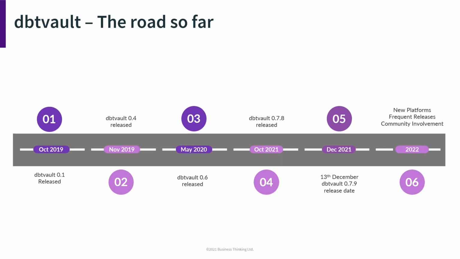So the road so far. I've touched on a few of these, but let's go right back to the beginning. October 2019 is when we first released 0.1. If I remember correctly, we literally just had hubs, links and satellites. We used to call them hub_template, link_template. It was a bit clunky, but it worked. It was better than doing it by hand for sure, but it wasn't quite there.